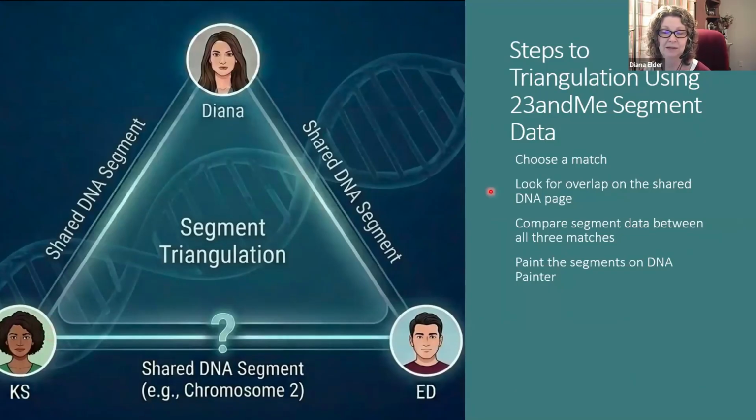So on 23andMe, you can look for the overlap and then compare the segment data between the three of you. And once you have got all of that, then you can go ahead and paint your segments on DNA Painter, and you've got another segment triangulated.